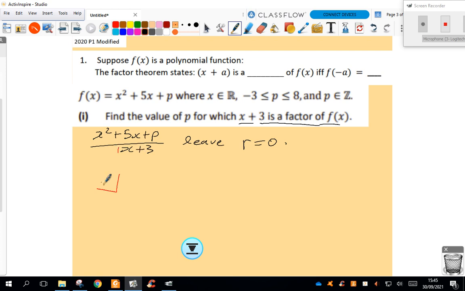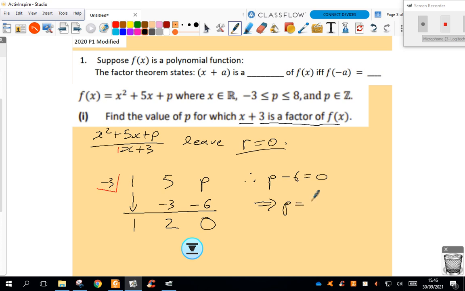We put the opposite of plus 3 in the box. We put the coefficients here from the dividend, 1, 5, and p along here. We skip a line, draw a line, bring your 1 down underneath the line, 1. And then it's just a couple of steps. Multiply negative 3 by 1, negative 3. 5 added to negative 3 is 2. Multiply negative 3 by 2, that's negative 6. And that has to be 0 because it's a factor. So if p minus 6 is 0, then p must equal to 6. Okay, so there's 3 different ways to solve that first question that came up.